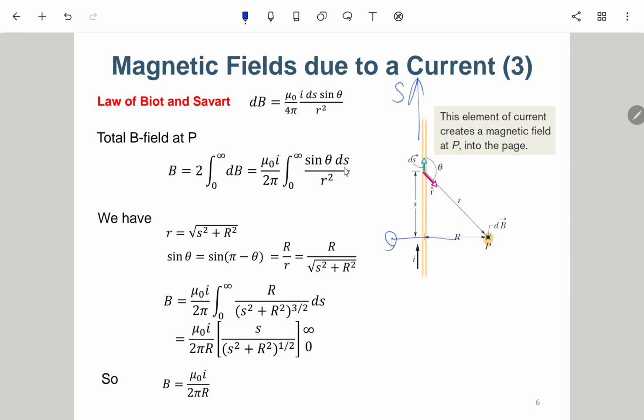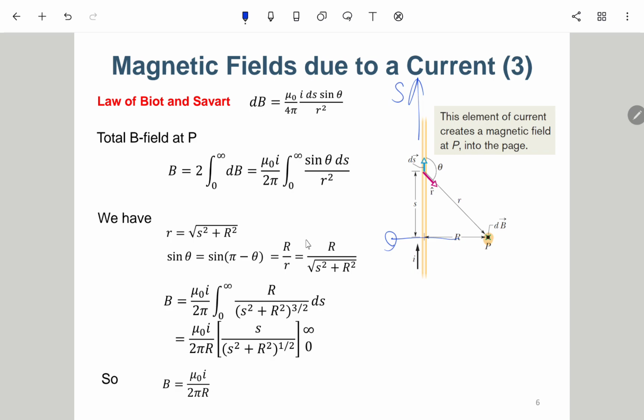Although we are integrating ds, why not just put theta and r squared out? Actually this theta depends on s, and this r squared also depends on s, so we cannot just put them outside. They are functions of s. So we express theta and r in terms of s, and then finally we can do this integration. Otherwise, if we just put them out and integrate ds from 0 to infinity, it would give you infinity, but this is clearly wrong.